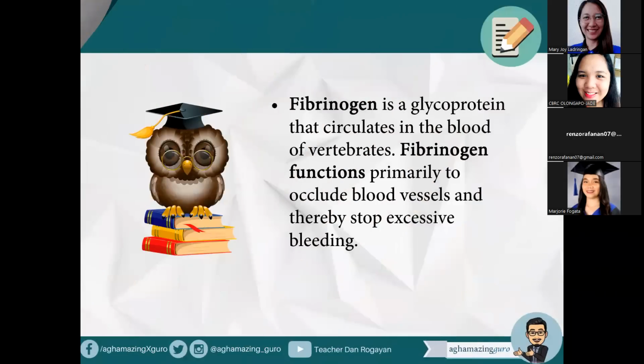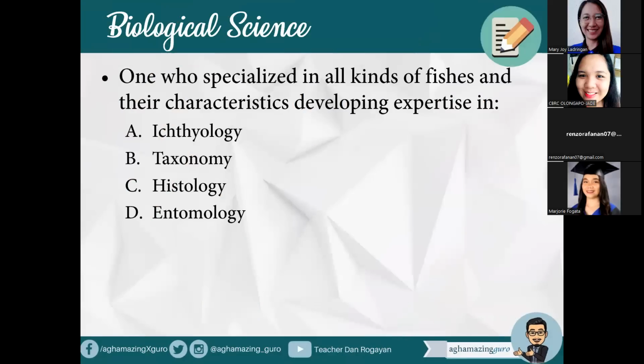Okay? Next. Fibrinogen naman is a glycoprotein that circulates in the blood of vertebrates, no? Functions primarily to occlude blood vessels and thereby stop excessive bleeding. So it's a glycoprotein. Okay. Now, one who specializes in all kinds of fishes and their characteristics, developing expertise in blank. Theology, taxonomy, histology, entomology. Yeah, that's correct. No, study of fishes is ichthyology. Now, one of the commonly misspelled terms in biology, ichthyology.